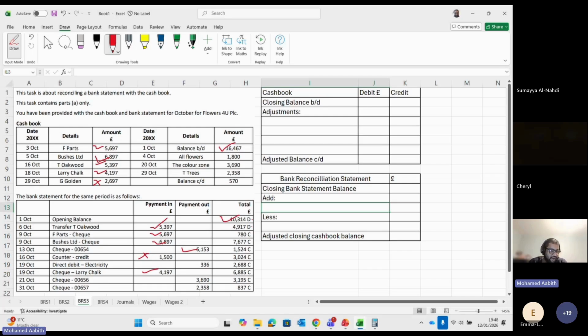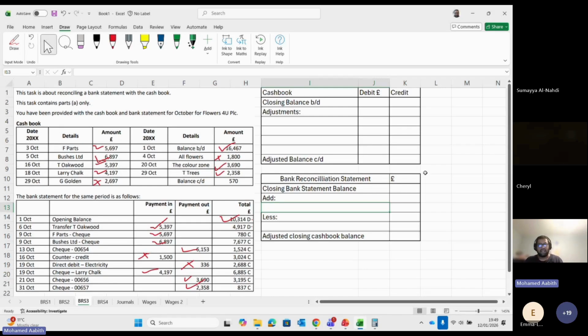We cleared one side. Now let's look at the credit side and the payments. There is an amount for Old Flowers, 1,800. It's not there. And then we also have 3,690. It is there. 2,358. It is there. And then we have one transaction here which is not there, 336. So what we're going to do now is read through this, update the cash book, and then draw up our bank reconciliation statement.